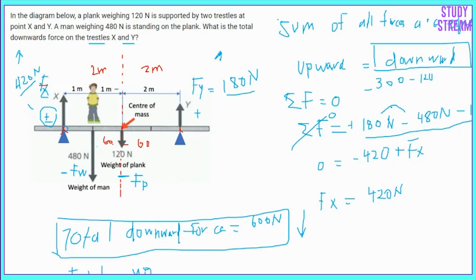But then the 480 newton is mostly carried by this Fx force, because it's so close to the x compared to the y. So by right, the x force should be greater than the y force, because the y is supporting half of the 120 and some amount of the 480, but most of the 480 is carried by the x. Is it clear? Yeah, it's clear. Okay, very good.